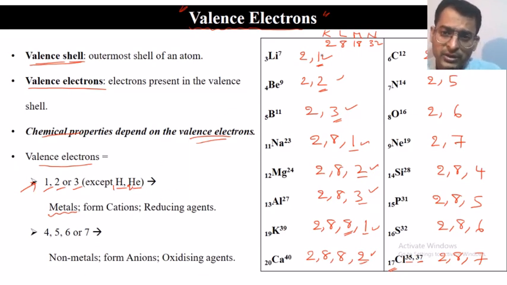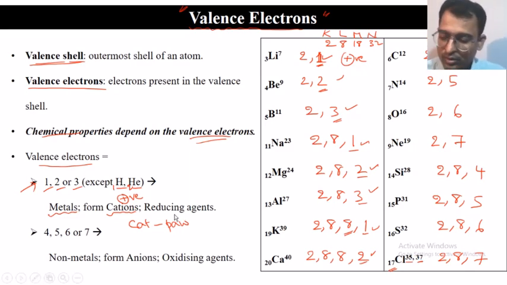Suppose there is one electron in the valency shell, and it loses this electron. Then what will happen? It will become positively charged. After losing the electron, it will become positively charged. Positively charged ions are known as cations. An easy way to remember: cat, paw. A cat has a paw, so you can remember in that word, cat means positive ion.